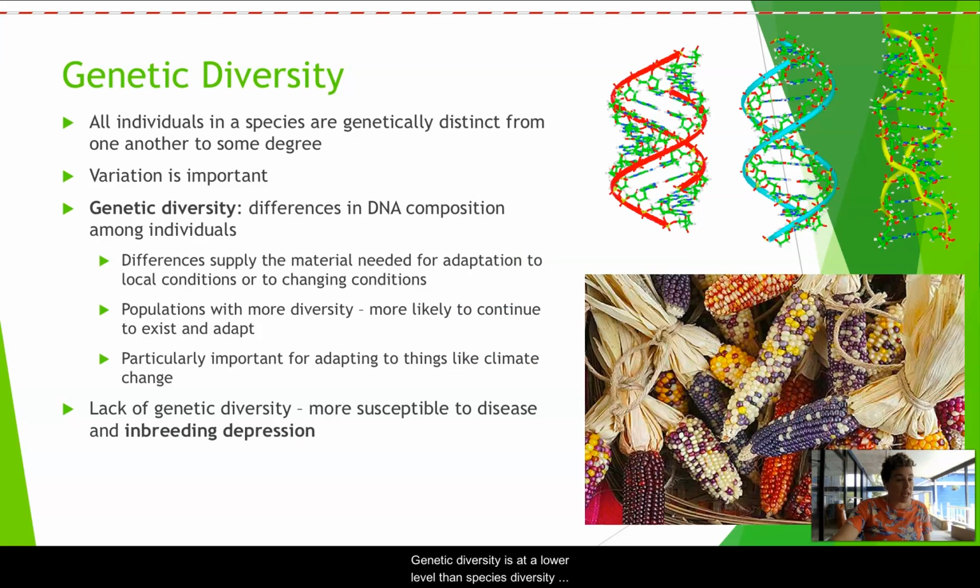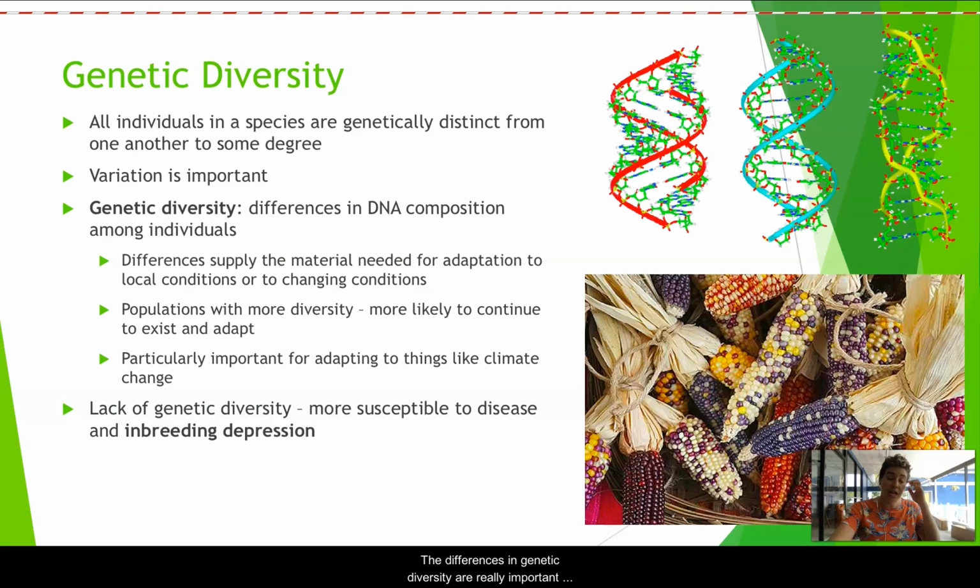Genetic diversity is at a lower level than species diversity, and what it takes into account is that all individuals in a specific species are genetically distinct from one another to some degree, maybe a little bit, maybe a lot, and that variation is very important. So genetic diversity includes the differences in the DNA composition among individuals.